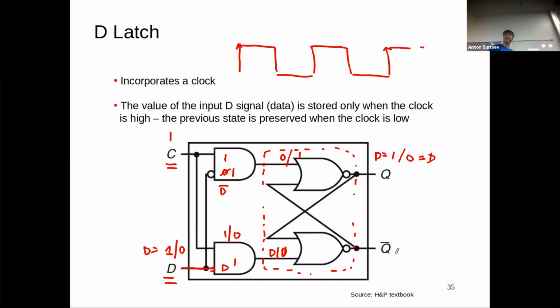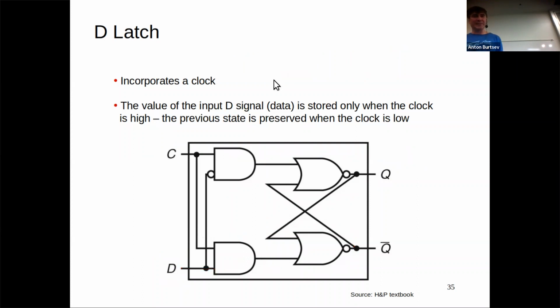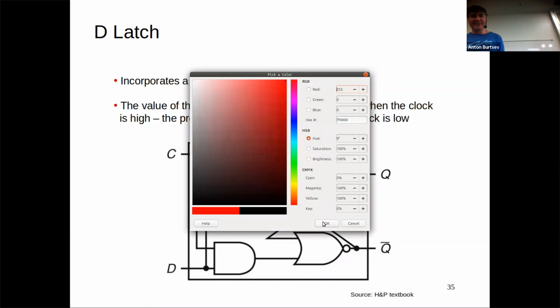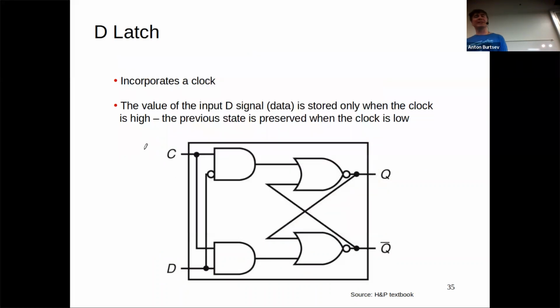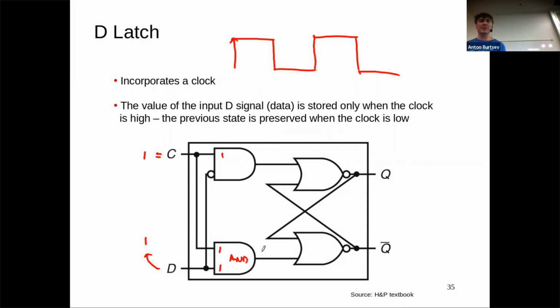So shall I go again to convince you that this works as intended? One more time. Okay, let's do one more time. Let's switch back to our favorite thread, because that thread was unsuccessful. So let's first consider the case when the clock is high. This is the clock signal. It goes up and down. Then when the clock is high, this one is 1. Imagine for a second that D is 1 as well. So if D is 1, then this input is 1, clock is 1, right? So this is an AND circuit, so this one is also 1, right?